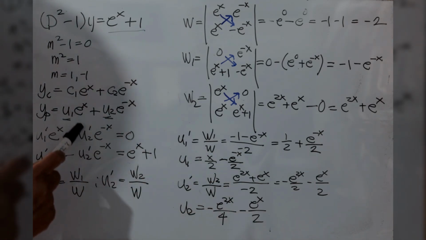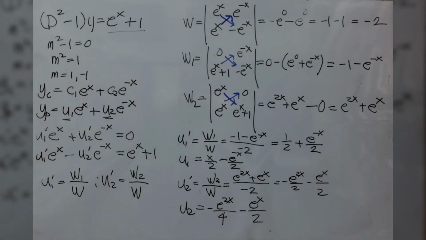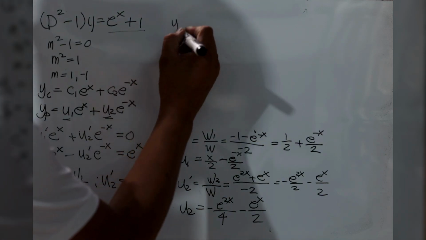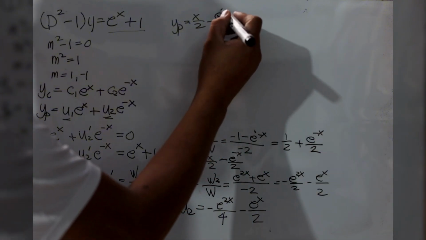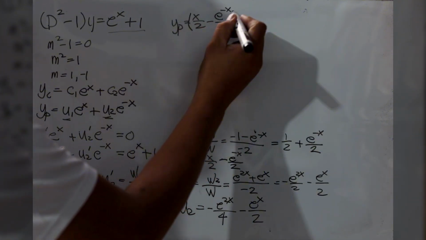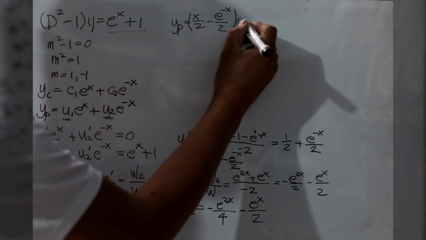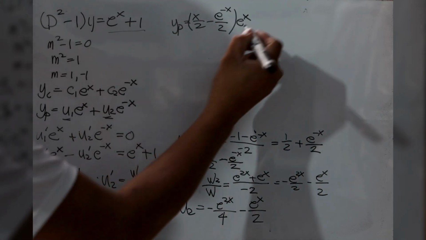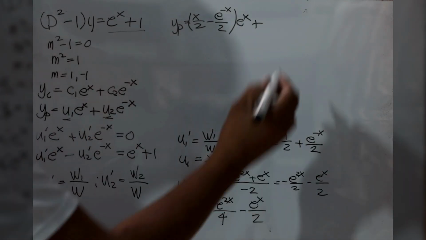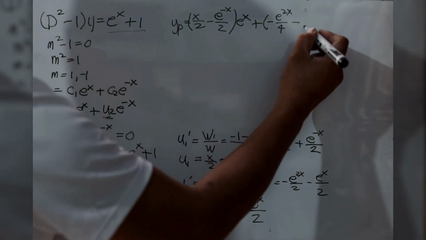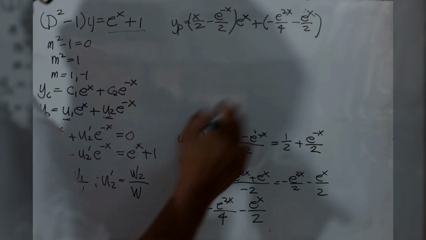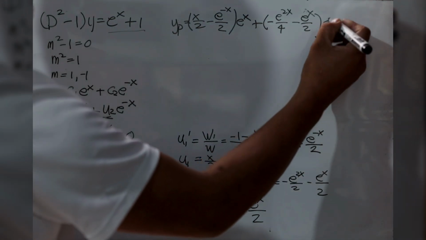We will substitute that here to get our y sub p. So our y sub p is u sub 1, which is this one, x over 2 minus e to the negative x over 2, multiplied by this e to the x, plus u sub 2, which is this, negative e to the 2x over 4 minus this e to the x over 2, multiplied by this one, e to the negative x.